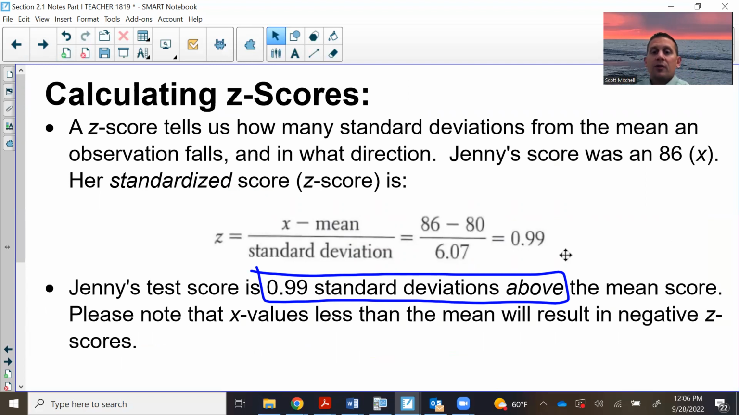All right, so notice it's a positive number. If you get a negative z-score, you will be below the mean. So that's all the positive and negative, it just tells you a direction. You're positive, you're above the mean. You're negative, you're below the mean.